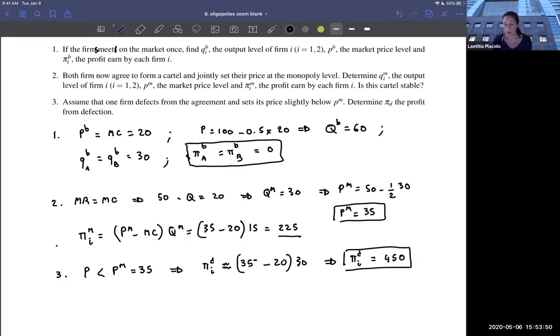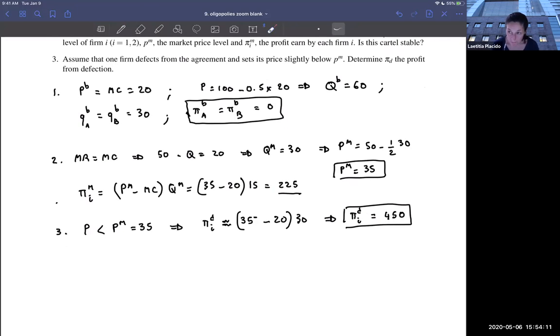Okay, and by actually calculating this profit from deviation, you show that a firm has an incentive to deviate. Okay, by deviating from the agreement, it moves from a profit of 225 to 450. All right. So that's the profit from deviation.